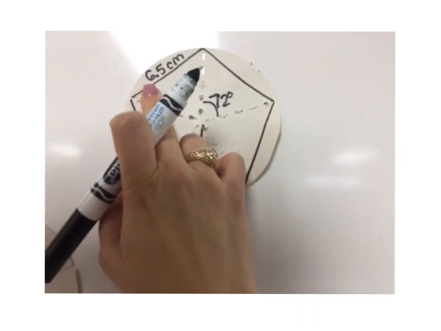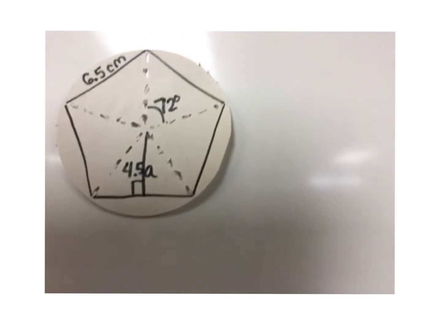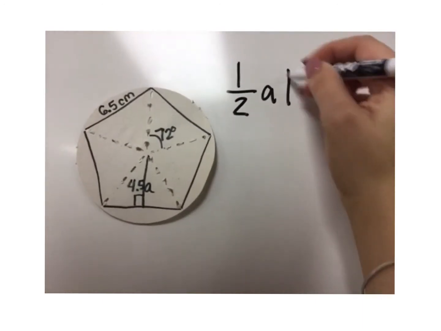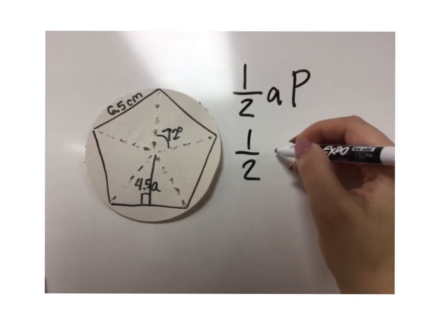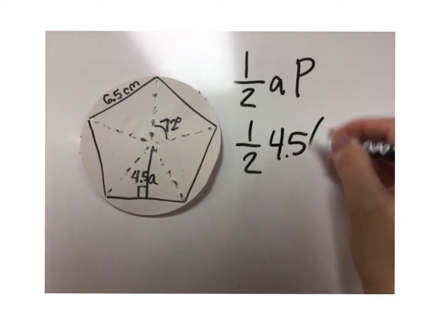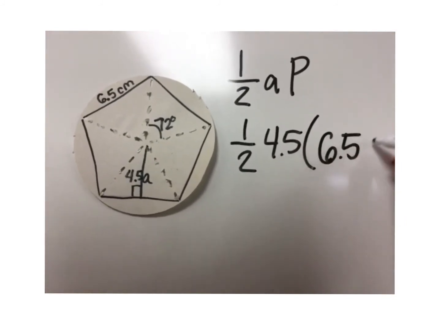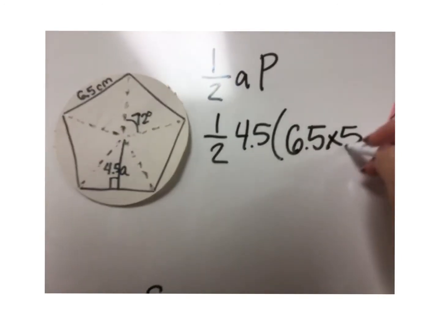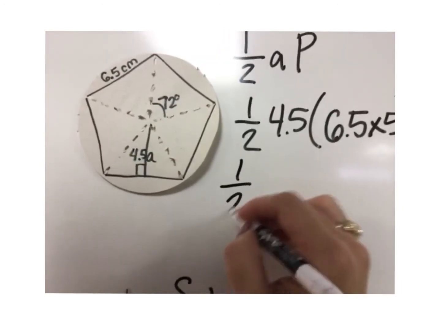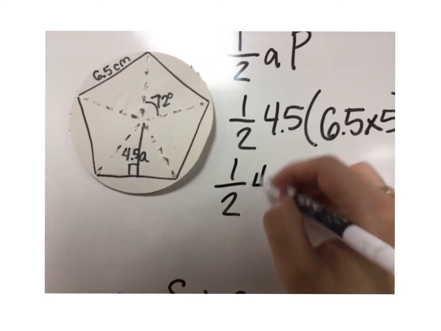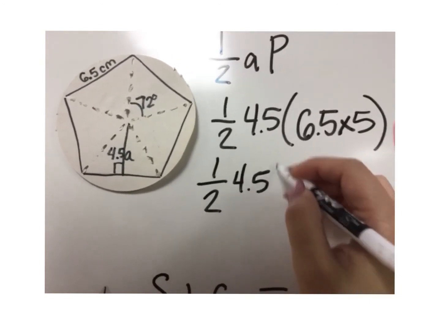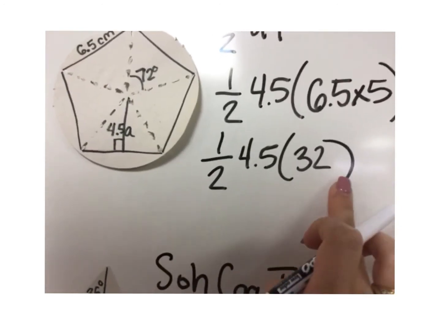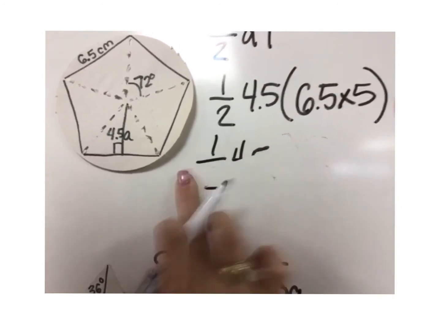We have our side length, so we could easily solve for the perimeter. So we plug it into our formula, 1/2 the apothem times the perimeter, 1/2 4.5 times 6.5 is only one of the lengths of my pentagon, so I still need to multiply that by 5. And then you're going to plug that into your calculator. I think this was like 32 point something.